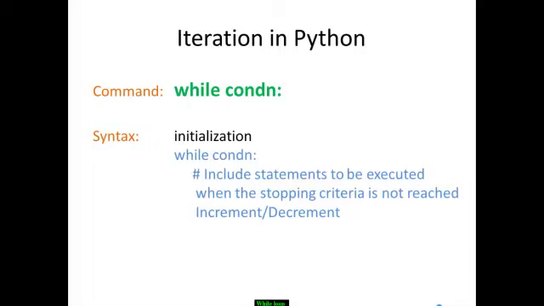So range takes three parameters: start, stop and step, in accordance with your initialization, condition and your increment or decrement operation. Now, while is also a looping statement in the sense that all the three parameters have to be present in a while. But the syntax of while supports only the condition. So look at the syntax of the while command. It has the keyword while followed by the condition.